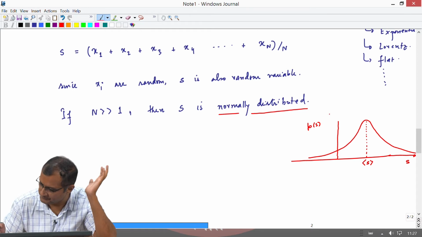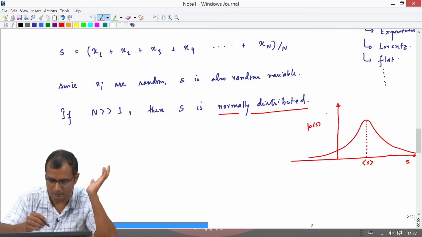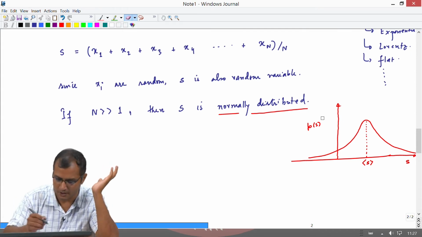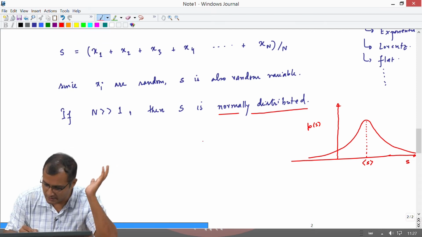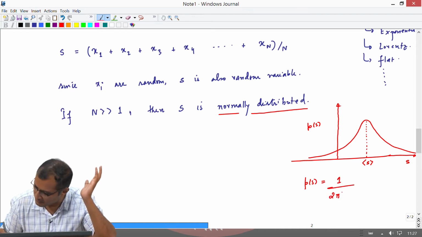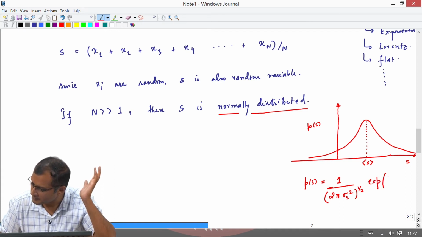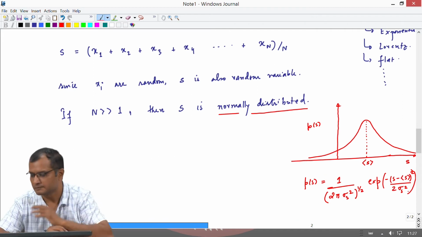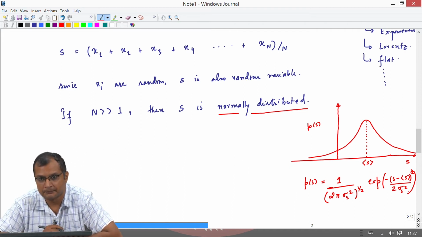So, this PDF would be, okay. So, I am going to write down the Gaussian distribution explicitly. So, P of S is nothing but, we shall see at the end of this discussion, that it is 1 upon 2 pi sigma s square, e to the power minus s minus... okay. So, that is the beautiful result.